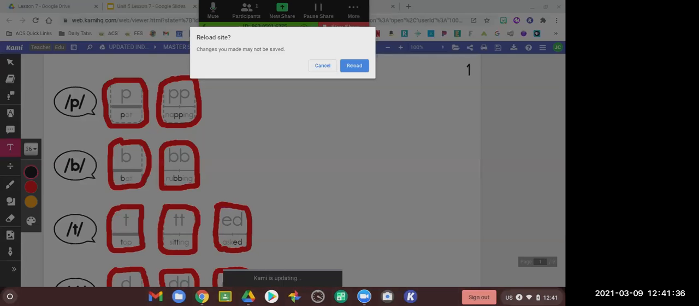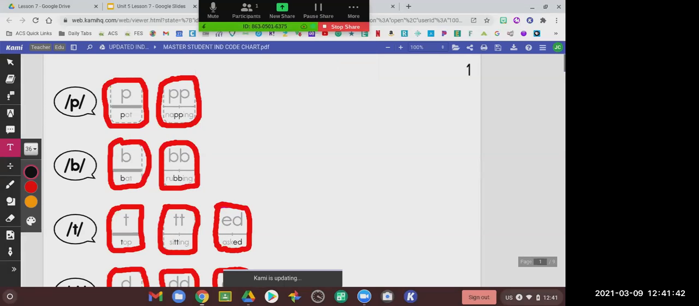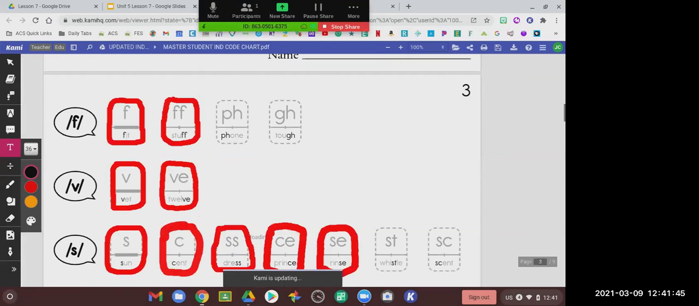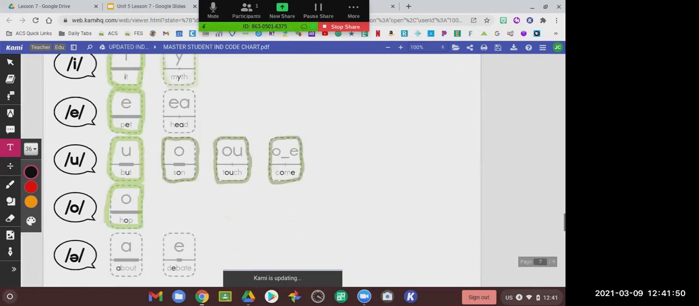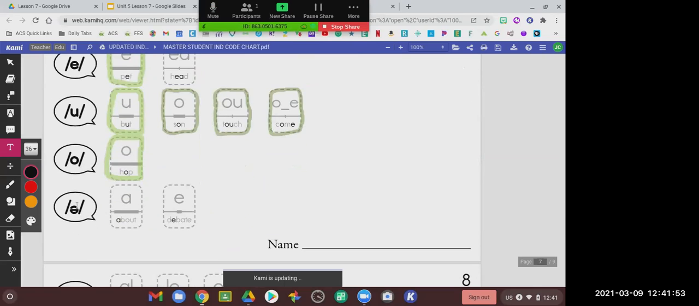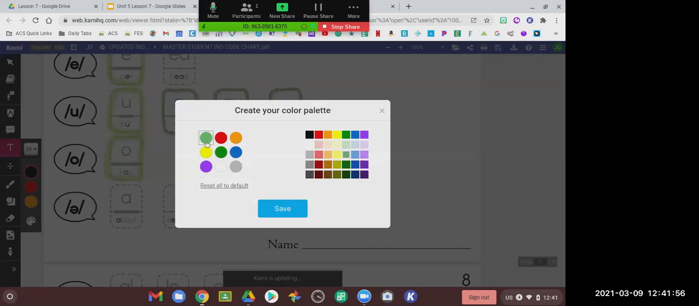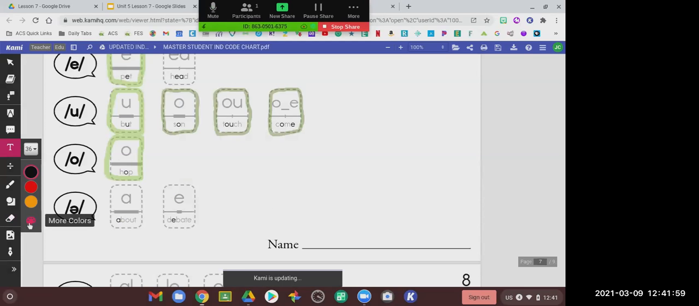All right, so we're going to go to page 7 of the code chart. There we go, page 7. Oh, and there it is: the schwa sound with the letter A spelling. Okay, and we're going to highlight this. Oops, I don't need a text box. Wrong thing. Here we go, green. We're just going to highlight this in green.